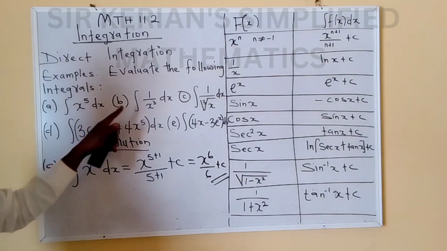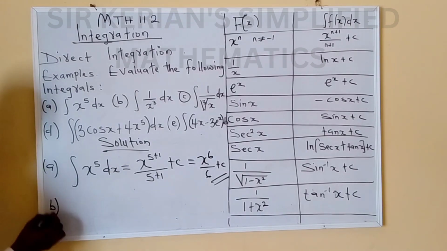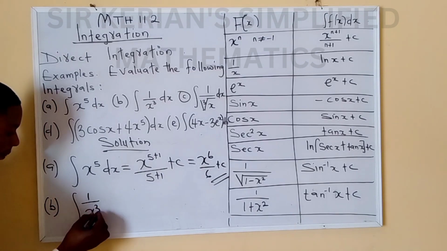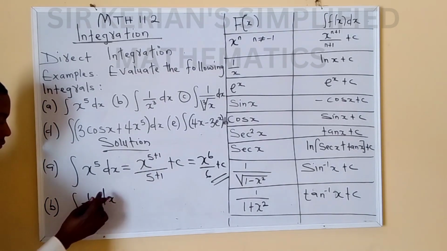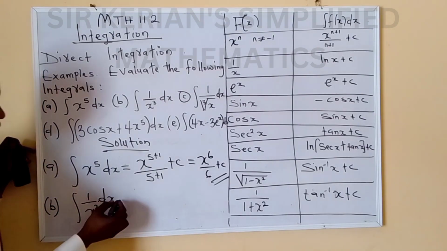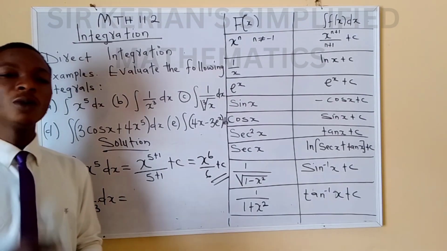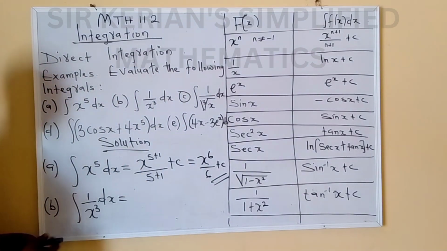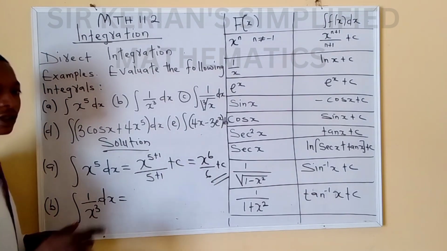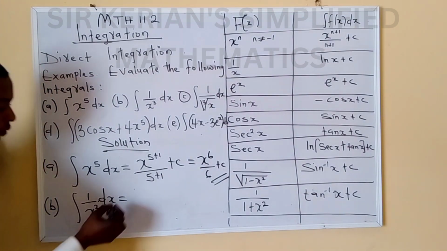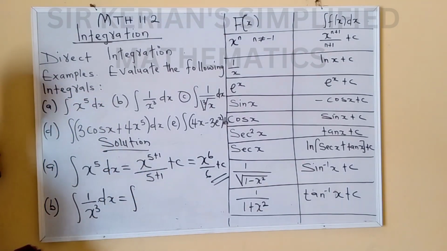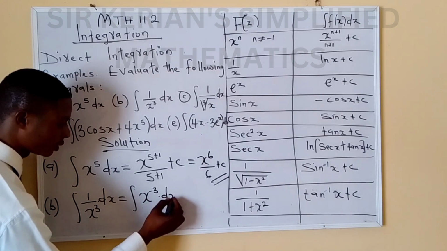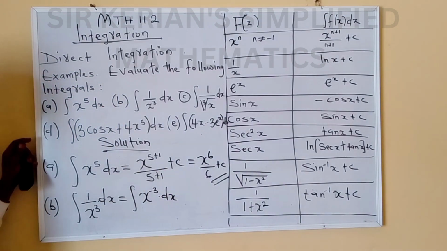It's a simple work. Secondly, we have to find the integral of 1 divided by x^3 dx. dx means with respect to x. First and foremost, a good knowledge of indices will take you far in both differentiation and integration. 1 divided by x^3 is the same thing as x raised to the power of minus 3, inverse. So this will be written as the integral of x^(-3) with respect to x. This knowledge is very important.